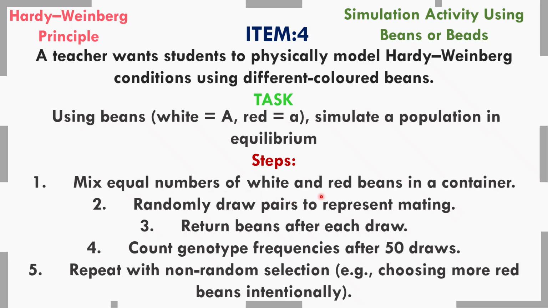Mix equal numbers of white and red beans in a container. Randomly draw pairs to represent mating. Return beans after each draw. Count genotype frequencies after 50 draws. Repeat with non-random selection. For example, choosing more red beans intentionally.